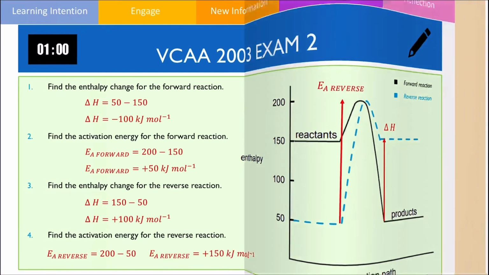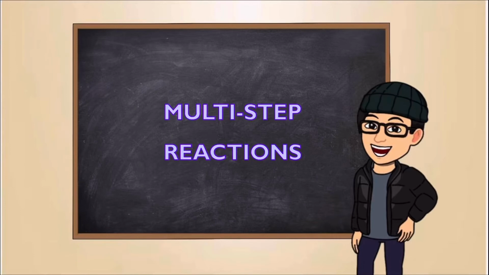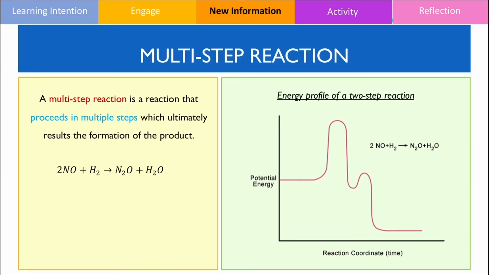In the last section of this video, I'm going to talk about multi-step reactions. We don't really cover multi-step reactions in the current VCA curriculum. However, you may sometimes see the energy profile diagram for them, so it's important for us to learn how to interpret them. A multi-step reaction is a reaction that proceeds in multiple steps, which ultimately results in the formation of the products. If you refer to the example on the right hand side, we know that this particular chemical reaction is a two-step reaction because there are two activation energies, or there are two hills.